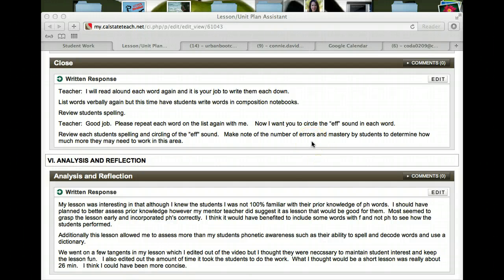Review each student's spelling and circling of the F sound. Now, if this is them seeing the word and they have to find it, great. If this is based on their spelling of the word and they have to find it, if they didn't put a PH in there, then they're not going to find this. They're not going to find a circle. So I'm not exactly sure how this holds together. Make note of the number of errors and mastery by students to determine how much more they will need. You never stated what mastery was going to look like, so I don't know. How do you know? What's mastery going to be? Because it's never been stated.